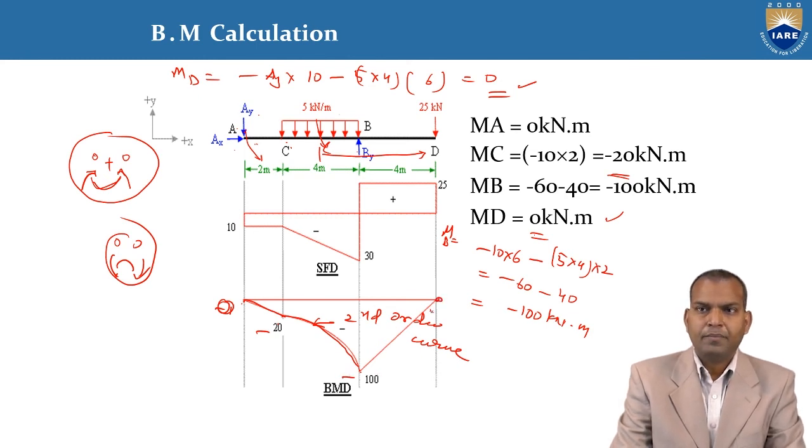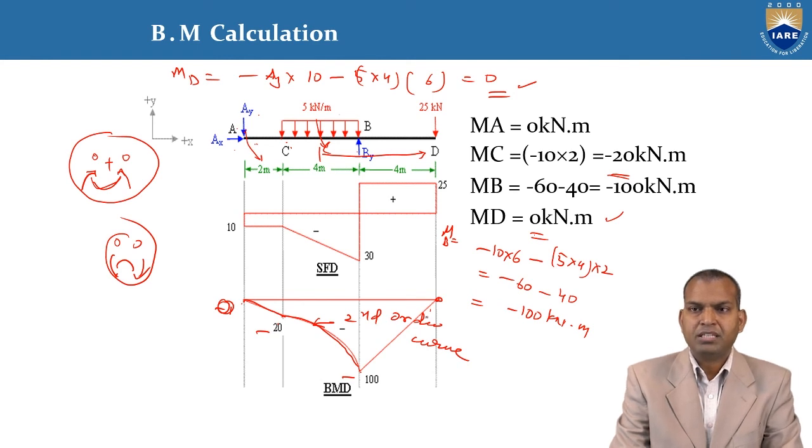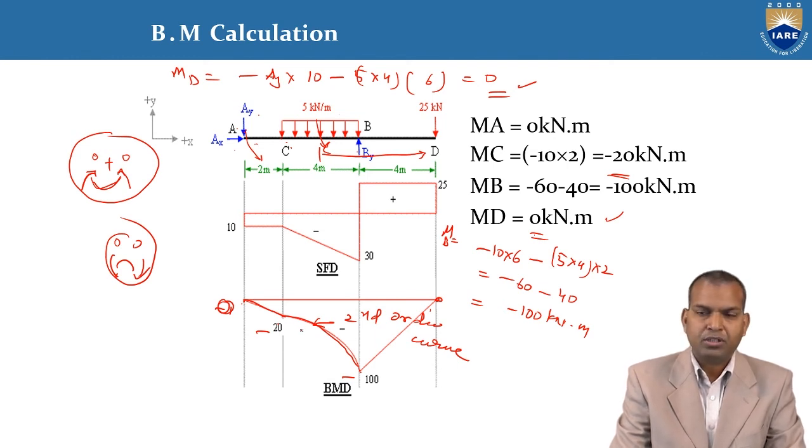Why is it a straight line? Because from B to D, the moment is varying linearly. This is a single order curve, whereas C to B is a second order curve. It is following parabolic law.